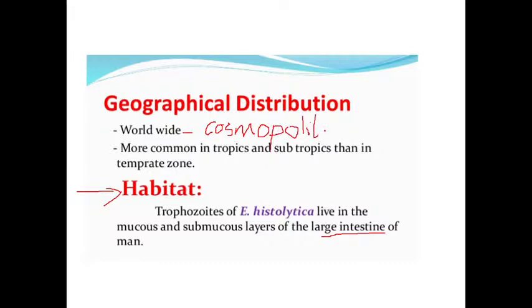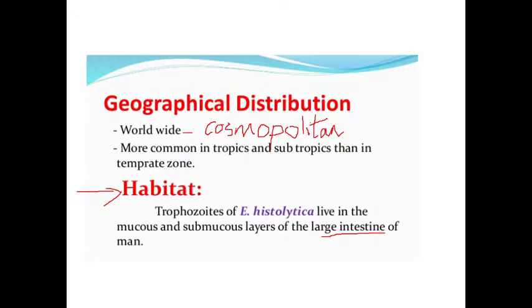So let me repeat once more. Entamoeba histolytica is a parasitic protozoan. Second point, it is an endoparasite. Third point, it is found in the large intestine of mammals like man, dog, cat, etc. Then geographical distribution, it is cosmopolitan in distribution. That means it is worldwide in distribution.